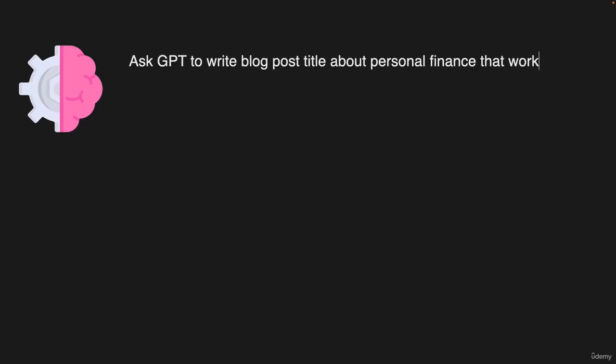Welcome to the first challenge of this part. You will not learn a new skill unless you practice it. So let's practice what we have learned till now. So here is the challenge. Ask ChatGPT to write a blog post title about personal finance that works well for SEO. For those of you who are not familiar with SEO, SEO stands for Search Engine Optimization, which is a science that will help your websites, your web pages, rank higher in search engines like Google.